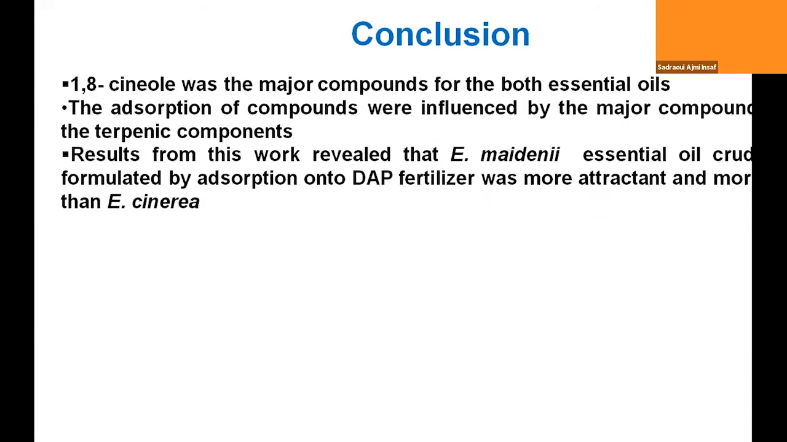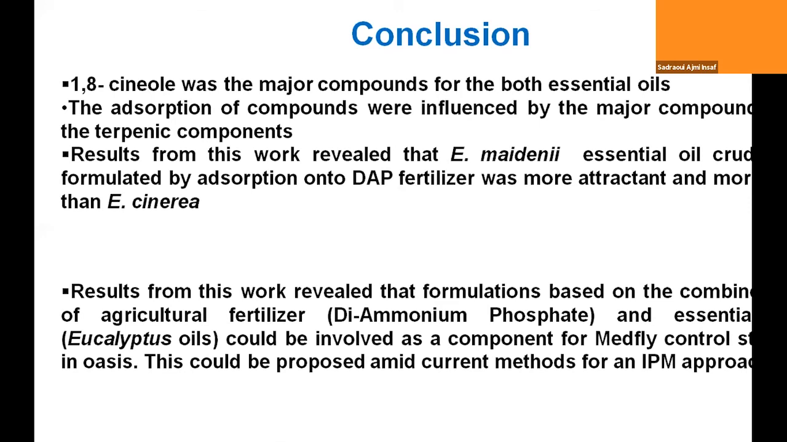Conclusion. And the signal was the major components for both essential oils. The absorption of components was influenced by the major component in determining components. The results from this work revealed that Eucalyptus eumydini essential oils, crude and formulated by absorption onto DAP fertilizer, was more attractive and more toxic than Eucalyptus cinerea.